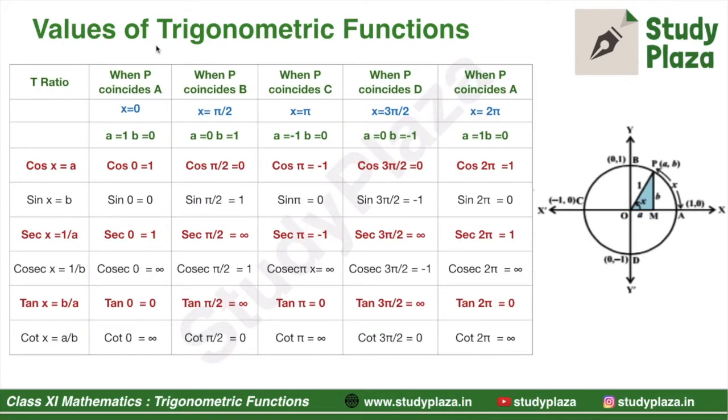Let us now understand how we can calculate the values of different trigonometric functions. For that, we need to understand the movement of point P along the circumference of the circle in the anti-clockwise direction. Let us start from the point A.